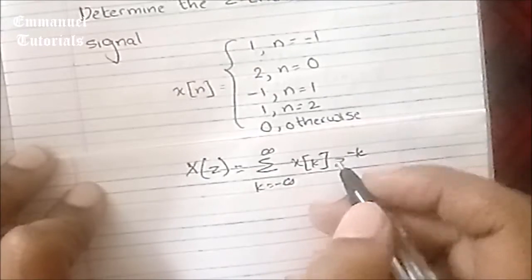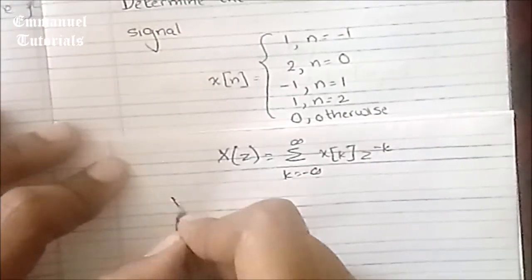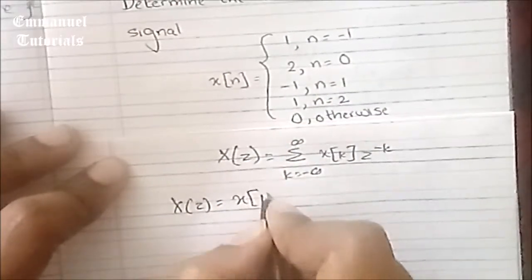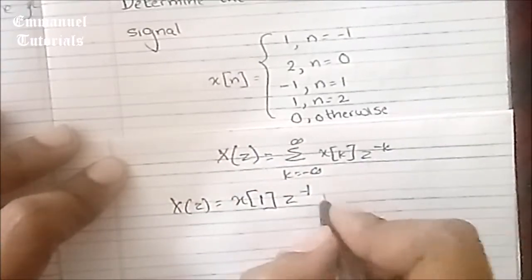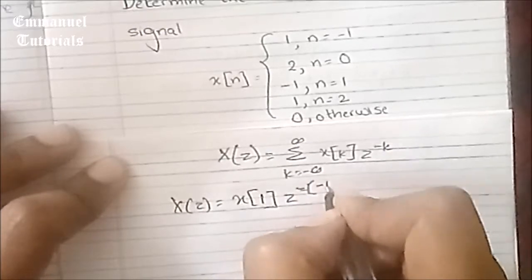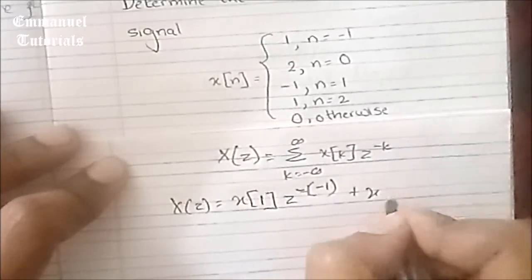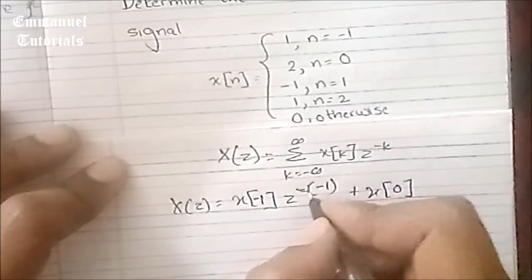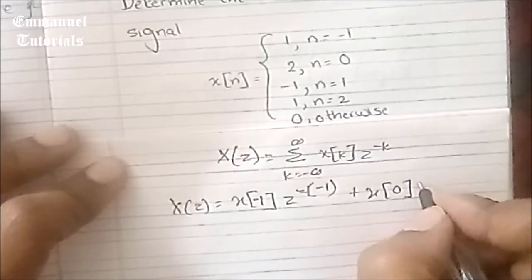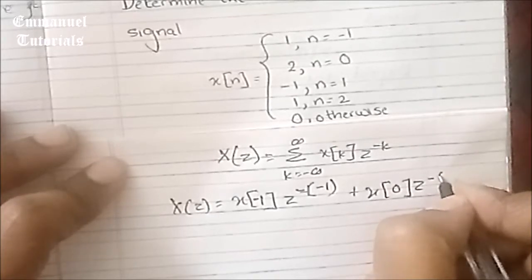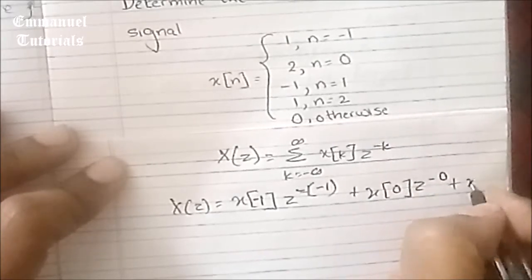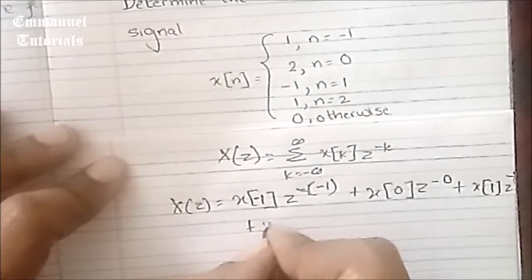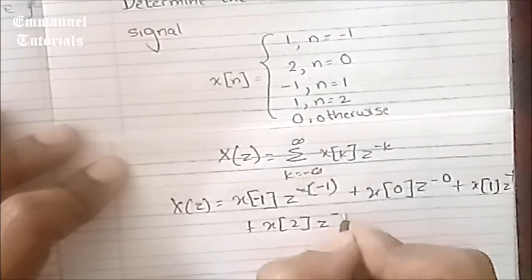So those points can be eliminated and x of z equal to, we have the value of the signal at x of -1 into z raised to minus of -1, plus x of 0 into z raised to minus of 0, plus x of 1 into z raised to -1, plus x of 2 into z raised to -2.